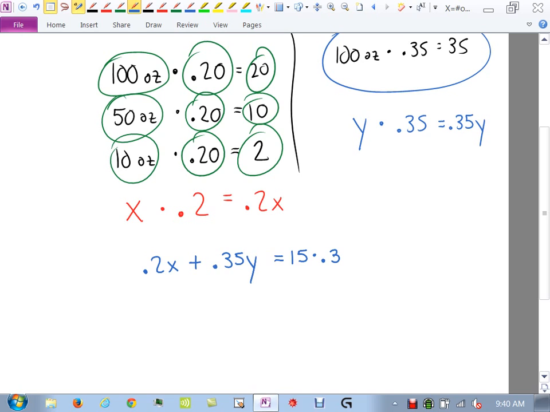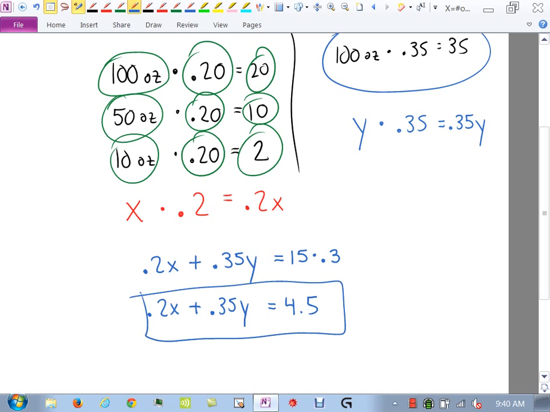See, every one of these, I'm trying to get you to see that every one of these pieces here is your concentration times how much there is, plus the concentration times how much there is. That should equal the concentration times how much there is. So doesn't this give us another equation? I still have to do 15 times 0.3. What's 15 times 0.3? What is it? 4.5. So I have 0.2x plus 0.35y equals 4.5. That's my second equation. And that's what I needed, right? A second equation?